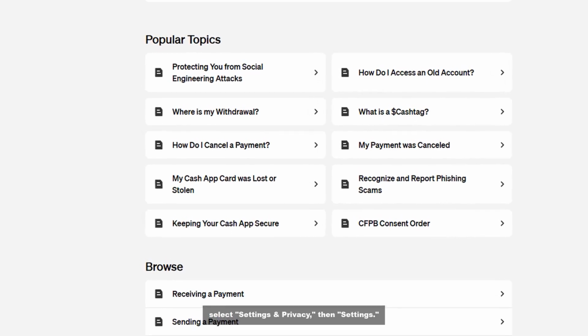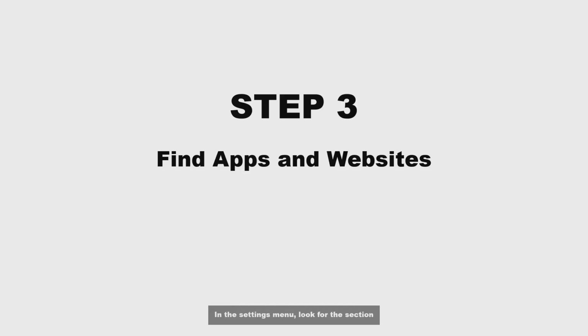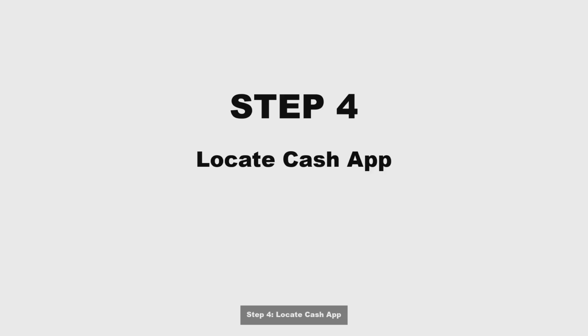Step 3. Find apps and websites. In the Settings menu, look for the section labeled Apps and Websites. Click on it to view all the apps and services connected to your Facebook account. Step 4. Locate Cash App. Scroll through the list of connected apps until you find Cash App. Click on it to view more details about the connection.